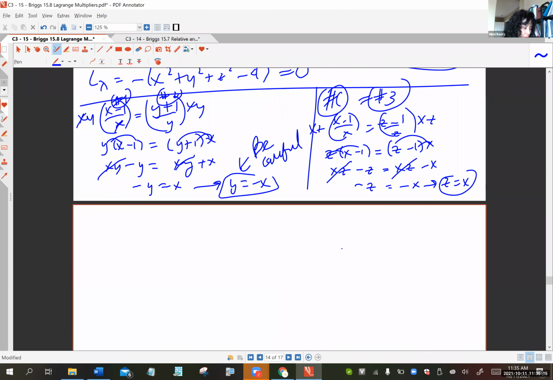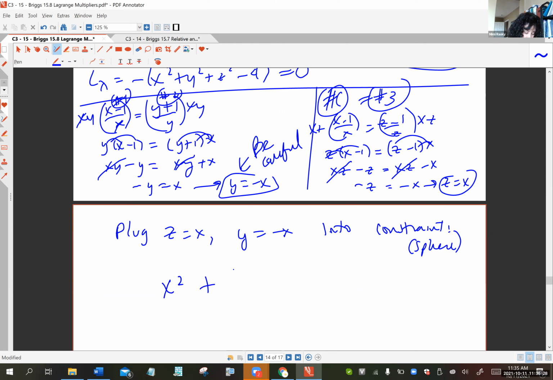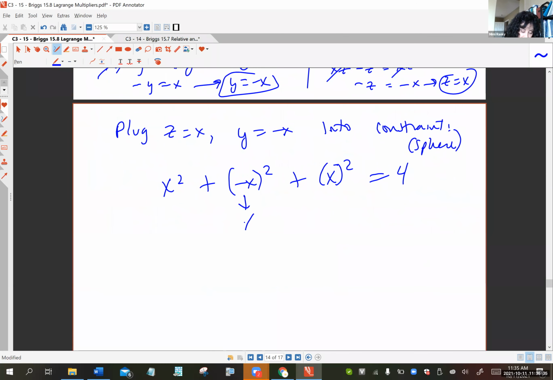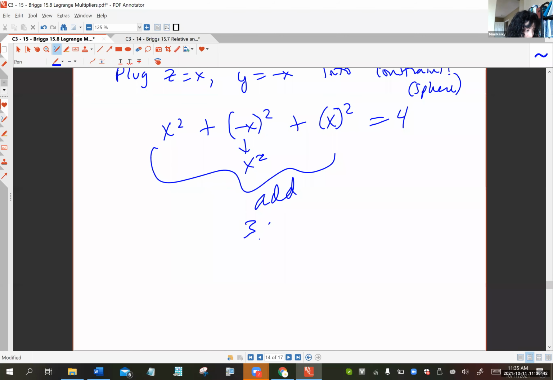Okay? So I'm going to plug z equals x and y equals negative x into the constraint equation. That's the sphere. So I'm going to have x squared plus negative x squared plus x squared equals 4. Well, negative x squared is still positive x squared. It gives you the same result. And then when I add all the like terms on the left-hand side, I get 3x squared is equal to 4. x squared is 4/3.